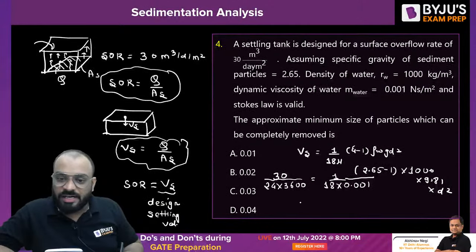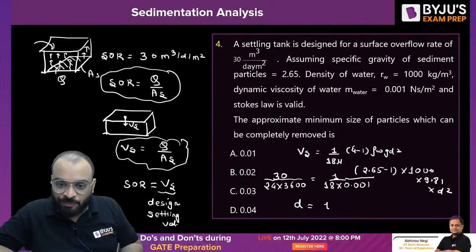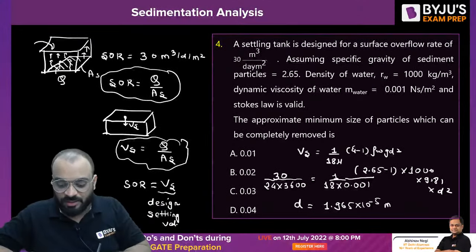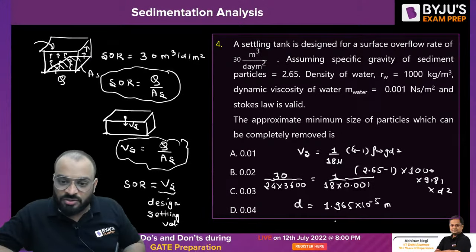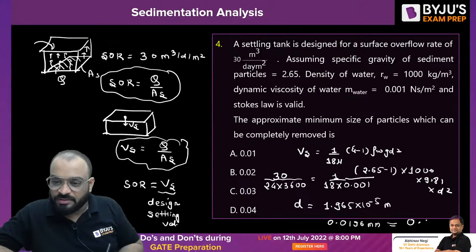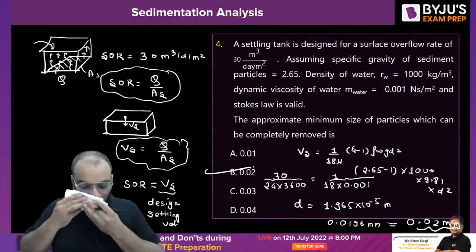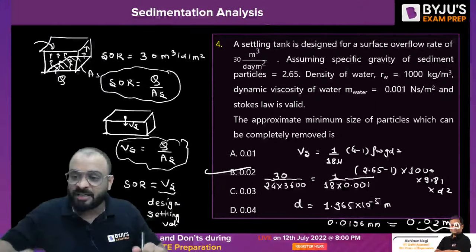So guys, we are getting an answer of D is equal to 1.965 into 10 raised to power minus 5 meter. If I convert it in terms of mm, then how much is it? Multiply it by 1000. Okay. So in terms of mm, it is equal to 0.0196 mm. So you can equate it with respect to 0.02 mm. Clear? So this means B is the correct answer.